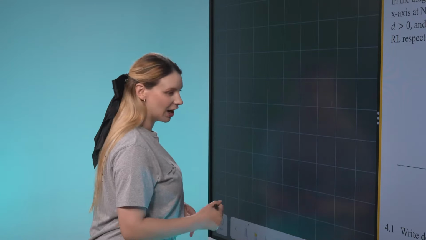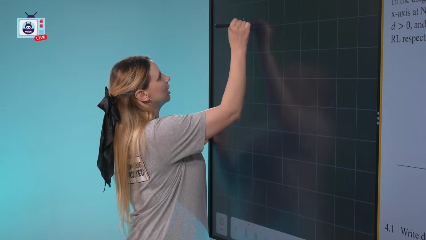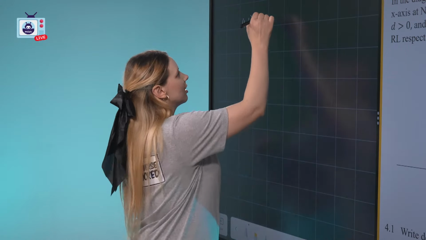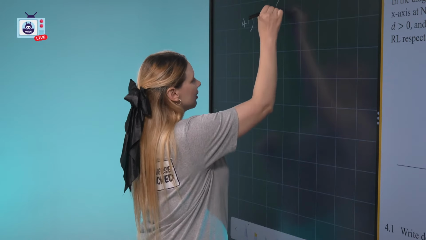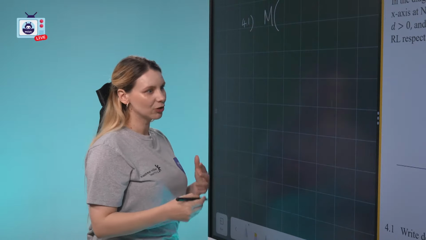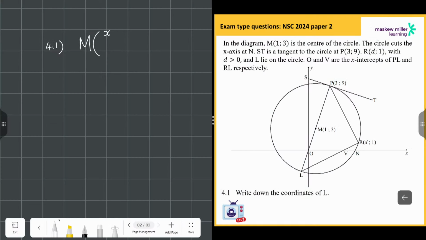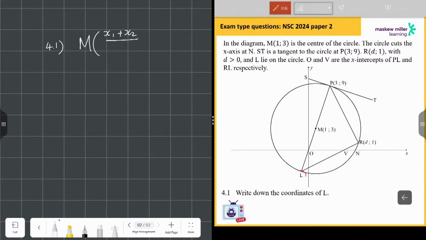So I'm just going to write down the midpoint formula. For 4.1, the midpoint formula is in fact the coordinates of a midpoint. Remember, it is the sum of the two x coordinates, x1 plus x2, of the endpoints. So the endpoints would be L and P. So those are your endpoints. So it's the x here, I'm going to call it x1. Or rather, let's call it x2, right? x2 and y2.